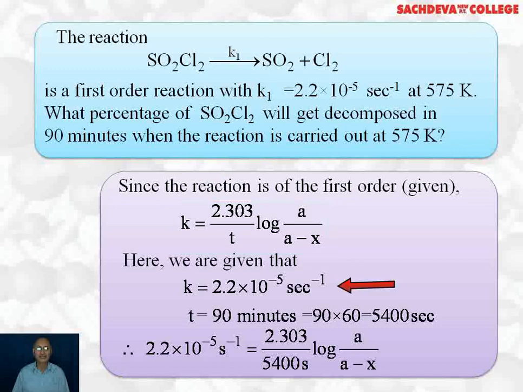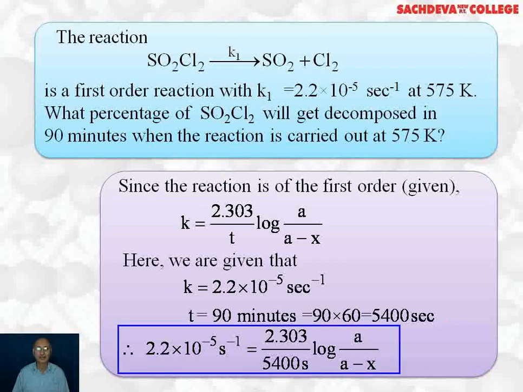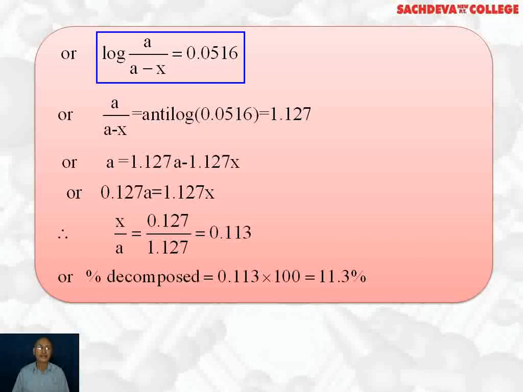Here we are given K 2.2 into 10 to the power minus 5 per second. T is equal to 90 minutes. 90 minutes will be changed into seconds. 90 into 60, which is equal to 5400 seconds. We substitute the value of K, 2.2 into 10 to the power minus 5 per second, which is equal to 2.303 divided by 5400 seconds log of A divided by A minus X. Now log of A over A minus X will come out to be 0.0516.